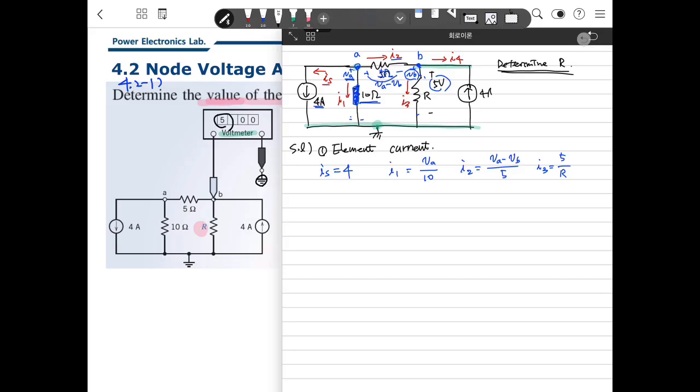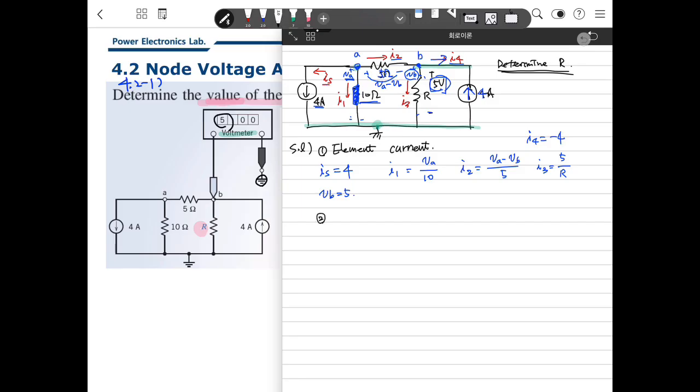And there is 4 ampere in the problem. For I4, we decide the direction of I4 is in this way here. So I4 will be minus 4, because the 4 ampere is going through this way. And from the problem, because this is 5 volt, we know VB is 5.